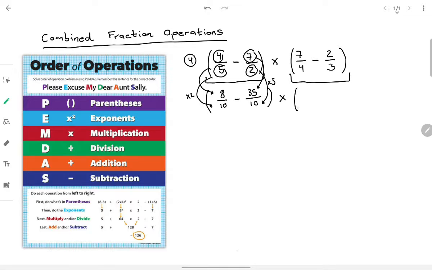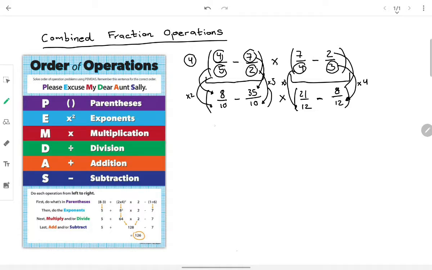The other parentheses, we need to look for the common denominator. We can do it also mentally. In this case, 12. So we will get 4 times 3, it's 12. So 7 times 3 is 21. 3 multiplied by 4 is 12. So 2 multiplied by 4 is 8.